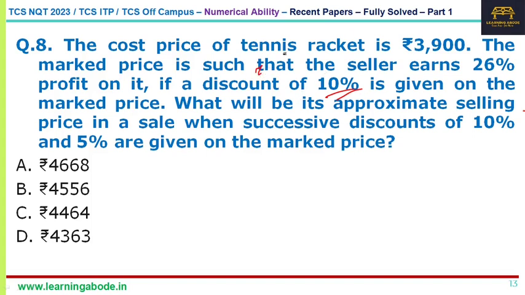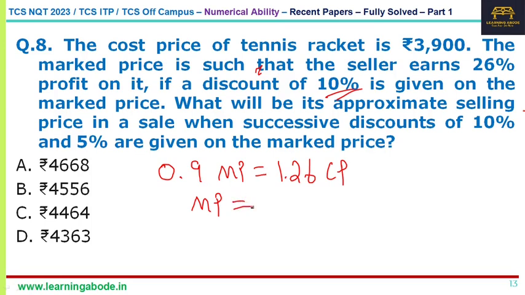So here, a 10% discount on mark price is equal to a 26% profit on cost price. If you simplify, 126 divided by 9 is like 14 times. So mark price is 1.4 of cost price. So markup is 40%. That's one side. The other side, instead of giving 10%, if they give another 5% discount, so you have a relationship, the successive discount formula.